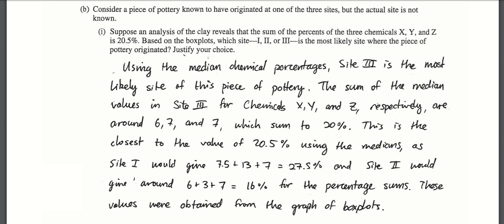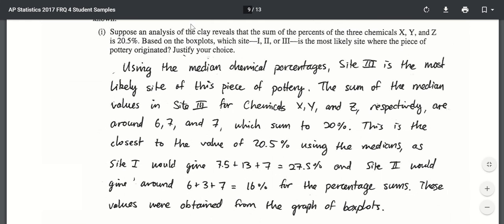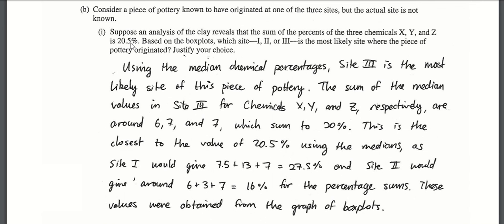Oh, this problem's a little sneaky. So you got to read it a lot. Suppose an analysis of the clay reveals that the sum, that's key, the sum of the percents of the three chemicals, so you're adding X, Y, and Z, is 20.5%. Based on that knowledge and the box plots, do you think it's site 1, 2, or 3? So you're dealing with box plots, and you got to figure out which one comes closest to 20.5% for X, Y, and Z.